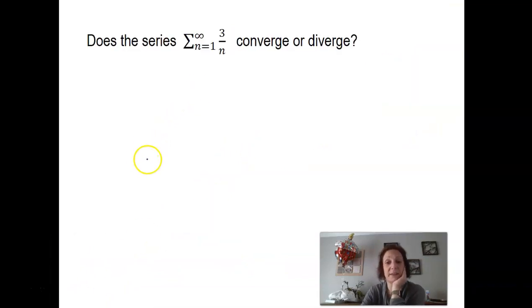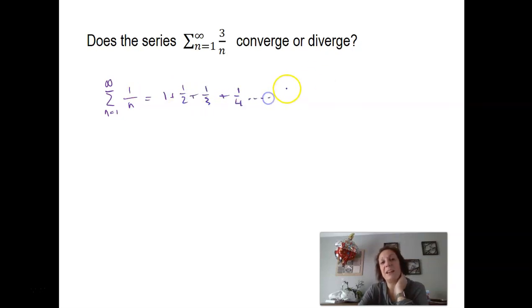Okay, let's look at this series. I kind of already said this. So they give us the series, is 3 over n converge or diverge? This is the type of situation where I would use direct comparison, right? Because I'm going to say, okay, 3 over n looks an awful lot like a friend of mine called the harmonic series, right? This series, 1 over n, which is 1 plus 1 half plus 1 third plus 1 fourth. I know that diverges.